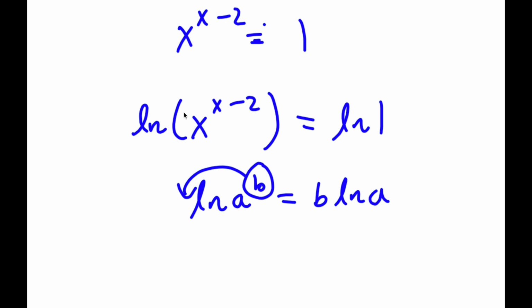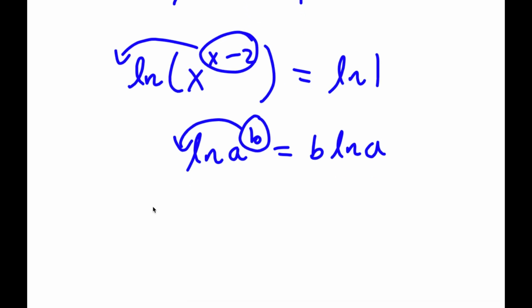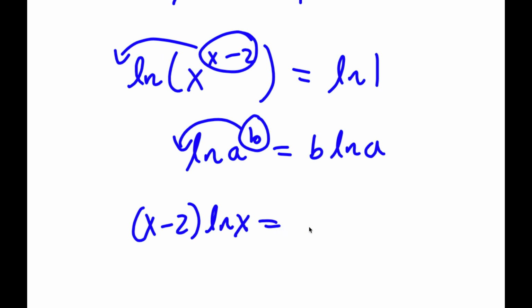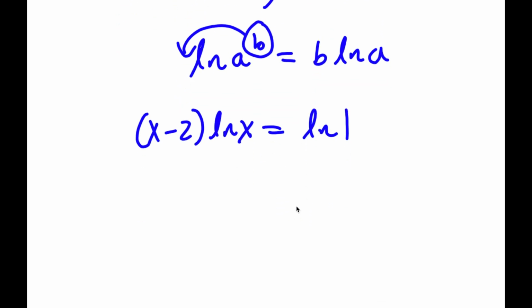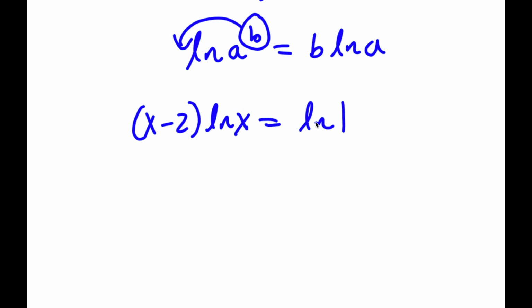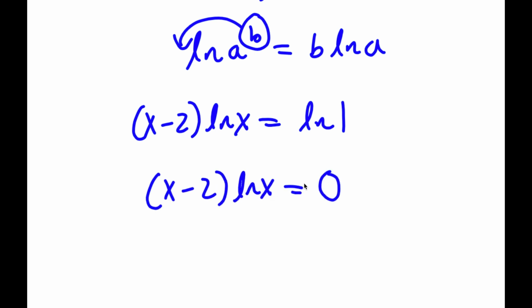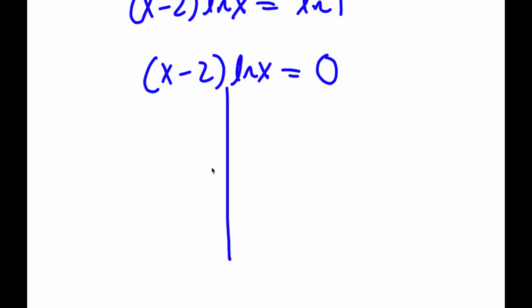So in this case, I have ln x to the power of x minus 2. I can move x minus 2 to the front. So now I have x minus 2 times ln x is equal to ln 1. And if you didn't already know, ln 1 is simply 0. So now I have x minus 2 times ln x is equal to 0. Now this gives me two equations. I have x minus 2 is equal to 0, and I have ln x is equal to 0.